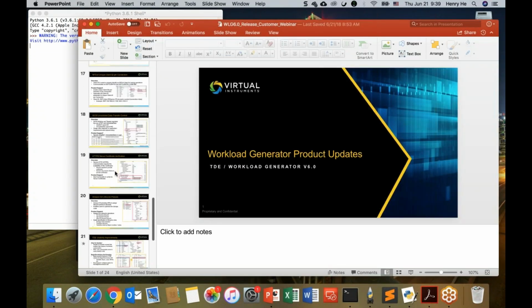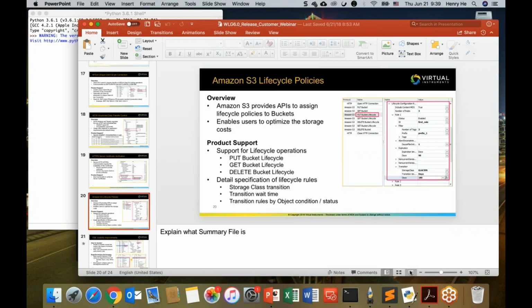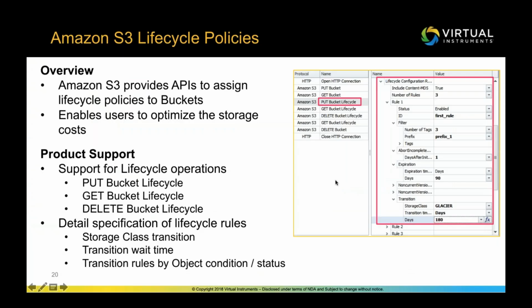All right, good news is that we're reaching almost the end. Another enhancement that we added for object testing is the lifecycle policy for Amazon S3. So if you're doing S3 testing, one of the new features that you'll be able to use, starting with 6.0, is the lifecycle APIs that are defined in the Amazon S3 specification.